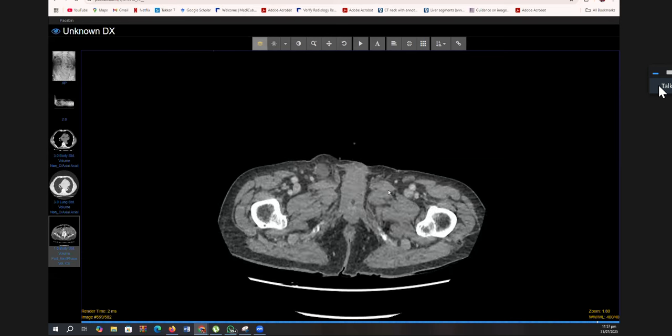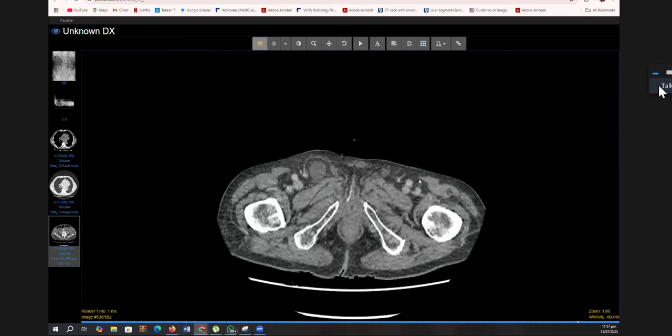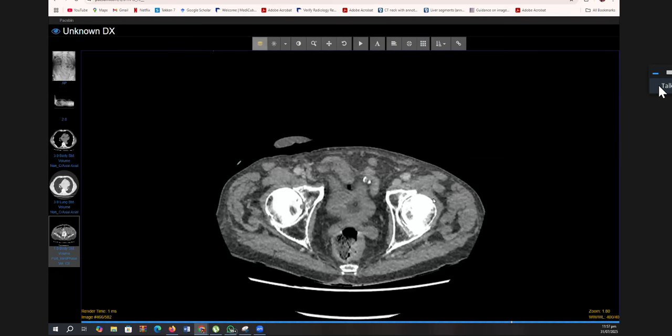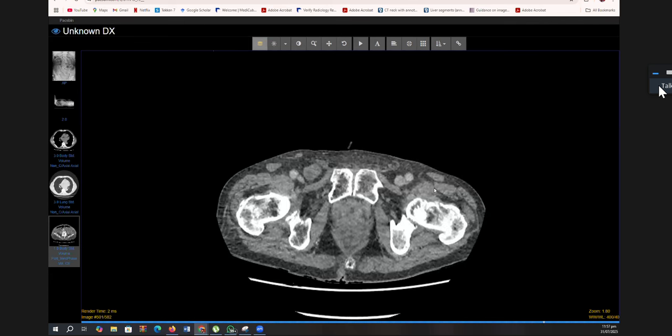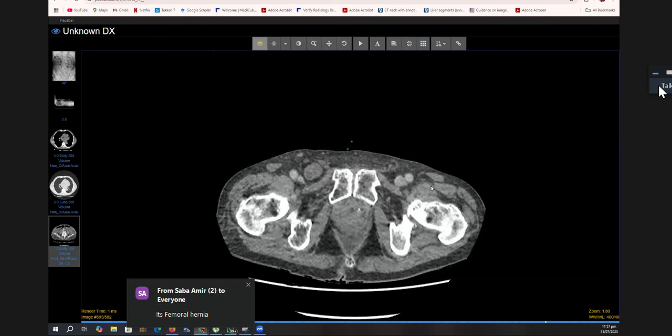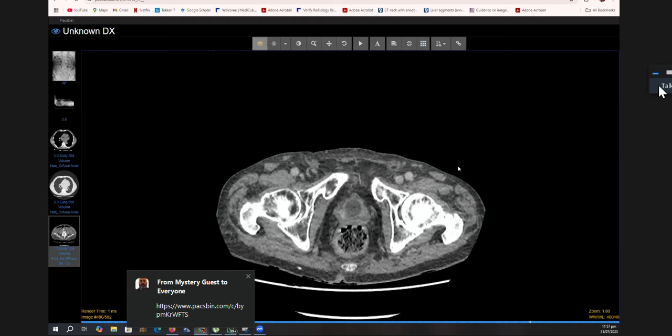Because it changes the surgical management. And also, any other reason? It's more likely to strangulate. Yes, the femoral hernias are, because the femoral canal is much narrower than the inguinal canal. Okay.